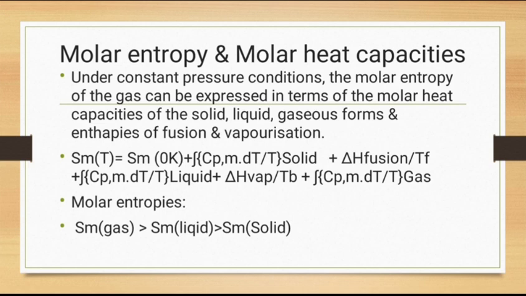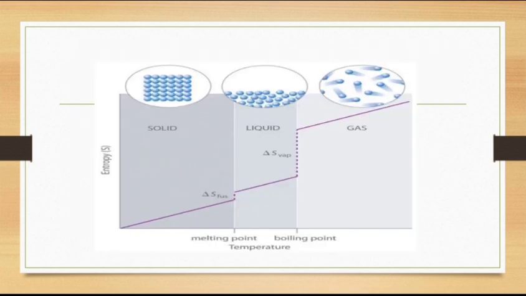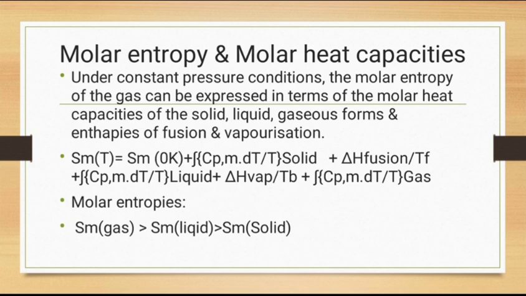Under constant pressure conditions, the molar entropy of the gas can be expressed in terms of the molar heat capacities of the solid, liquid and the gaseous forms, and the enthalpies of fusion and the vaporization. On the basis of this diagram, I have written one equation. S_m(T): S is the entropy, m is the molar, and T represents the temperature. So, we can say that S(T) directly is this, and this is also known as the absolute entropy.